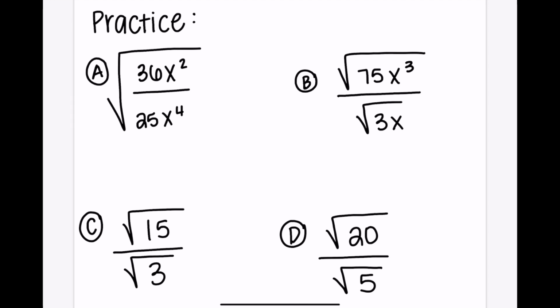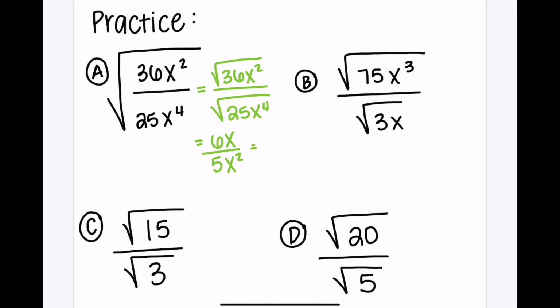All right, let's simplify these. Starting with A, I would break apart and have a top radical and a bottom radical for this one. Simplifying that, this one's a little bit easy because we have the square root of 36, which is a whole number, it's just 6, and the square root of x squared is x. Then on the bottom, square root of 25 is 5, square root of x to the 4th is x squared.